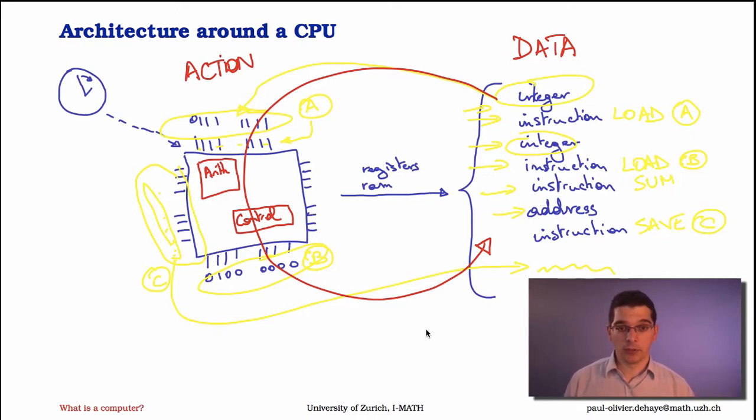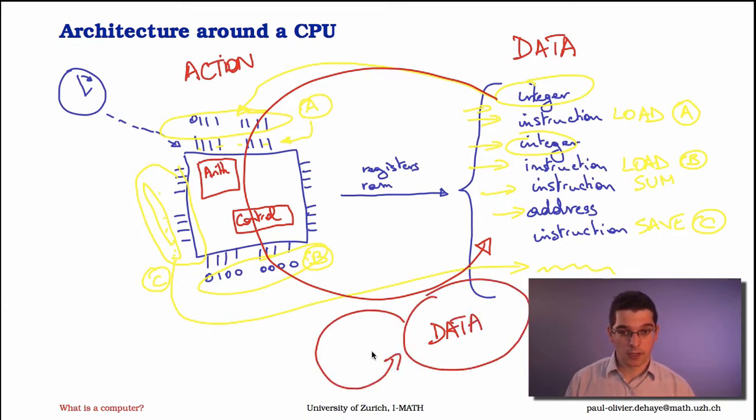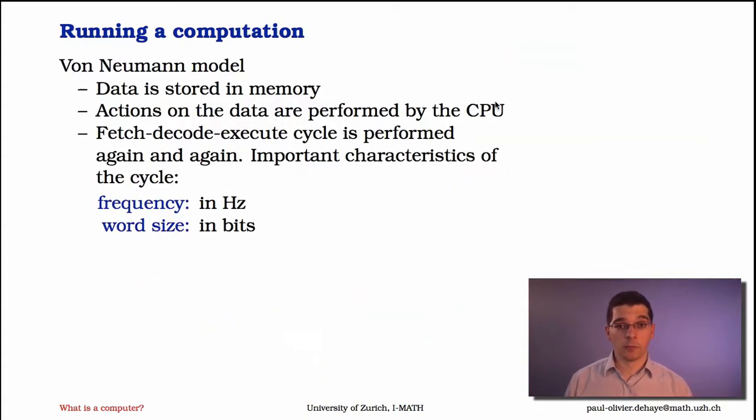Okay, so it's really important to remember that there's this data that is sitting somewhere in the computer, and then actions are performed on this data. You will see this again and again. This is the volume model: the data is stored in memory, and actions on the data are performed by the CPU. And it's a fetch, decode, execute cycle because the data is taken, so it's fetched, it's decoded, and it's executed, and it's repeated again and again.